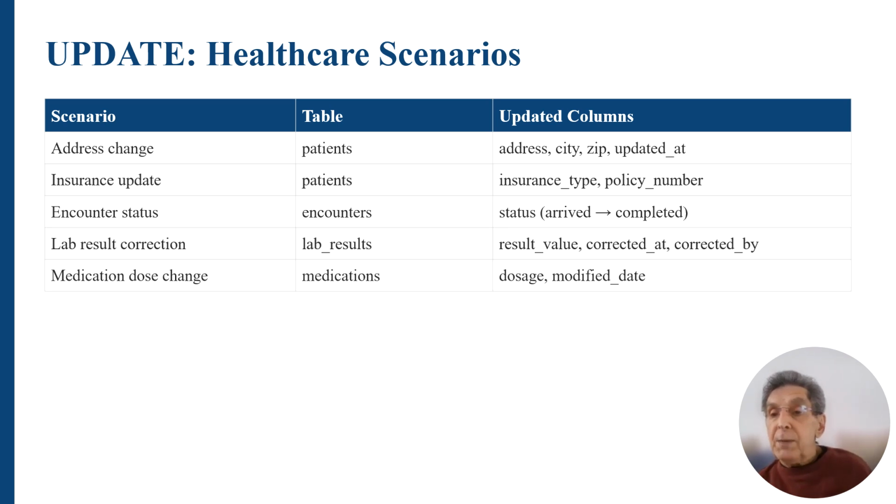Lab result corrections happen when an initial result needs to be amended, and you should update the value along with the correction metadata showing when and why it was updated. Also, medication dose changes modify the dosage instructions when the provider adjusts the prescription. But each of these represents a real clinical or administrative workflow, and each one requires careful attention to the where clause to ensure you're updating only the intended record.